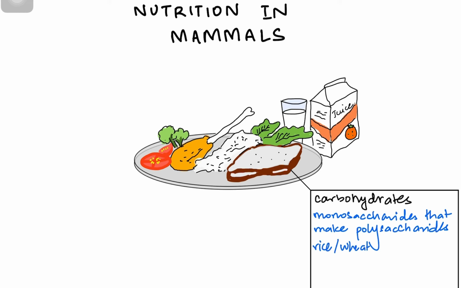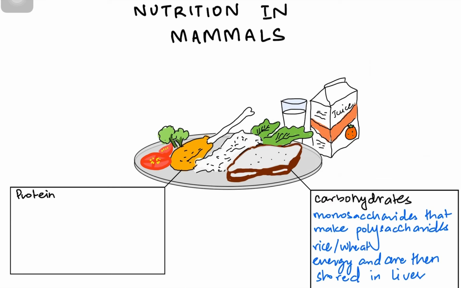Rice, wheat, cereals, they are important sources of polysaccharides. For example, starch. They provide energy for us and they are then stored in either liver for animals, and if we are talking about plants, they are stored in their roots.